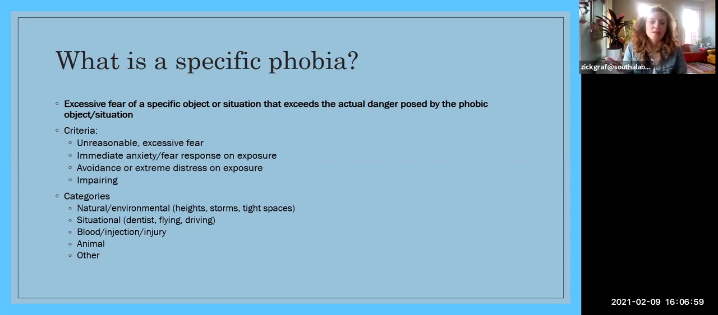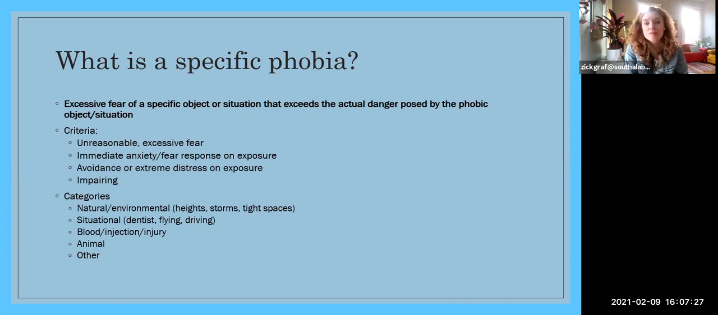Epidemiologists, when they study phobias and their prevalence, break phobias down into categories, and the DSM does this too. So natural or environmental phobias have to do with fears of naturally occurring phenomena like storms or heights, being in tight spaces or being in deep water. Situational phobias have to do with more specific situations like going to the dentist, going to the doctor, flying on a plane, driving over bridges.